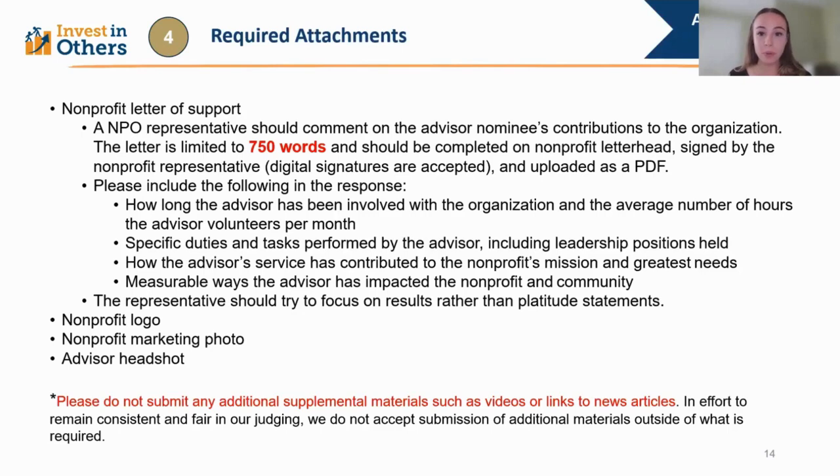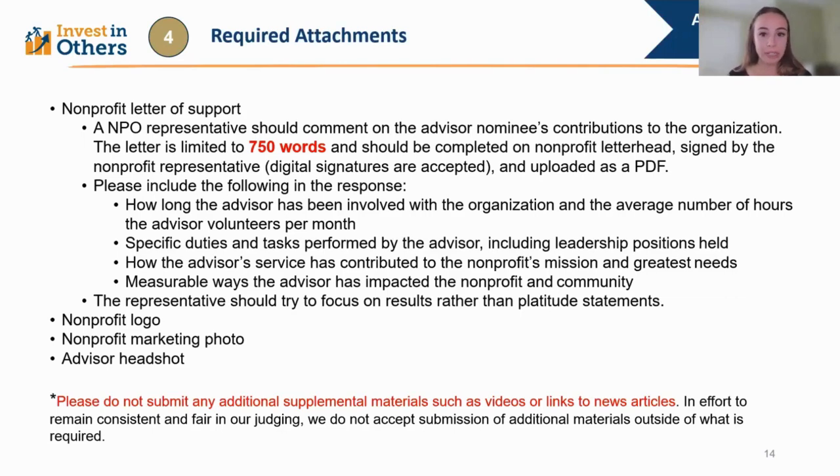And with this, I will say that the judges are looking for concrete examples and results rather than just platitudes, although platitudes are great. So really those concrete examples and results. Try to keep the letter to 750 words, you know, depending on font size and formatting. This can take you to nearly 2 pages. Again, if you focus on the results rather than platitudes, the word count maximum really shouldn't be an issue.